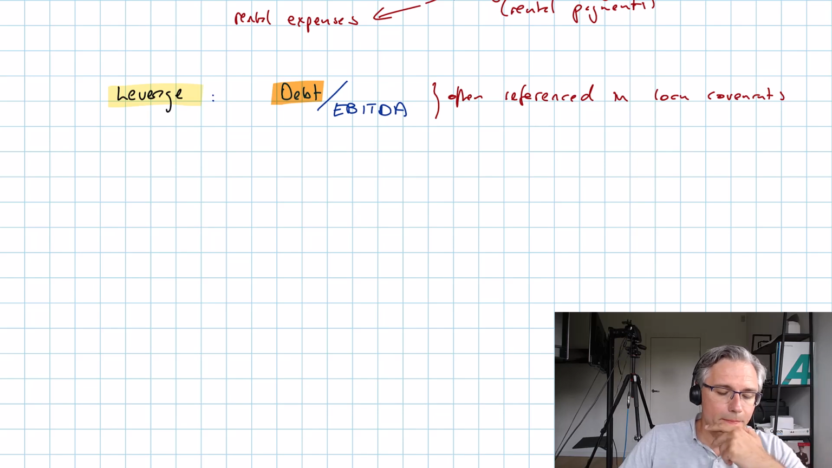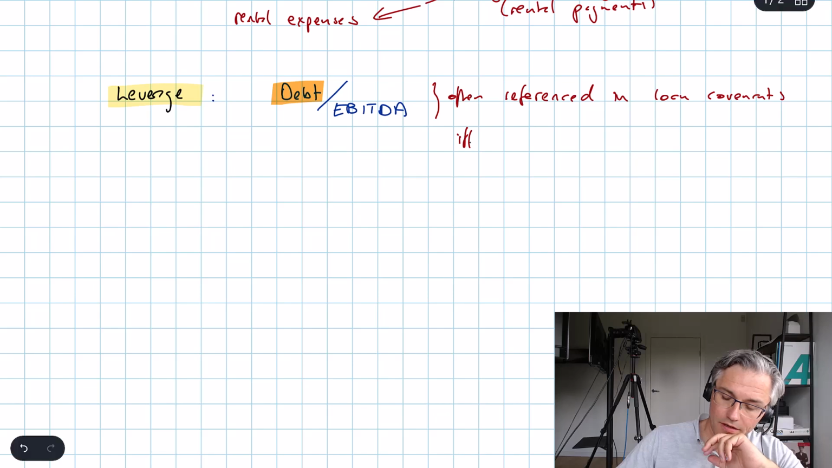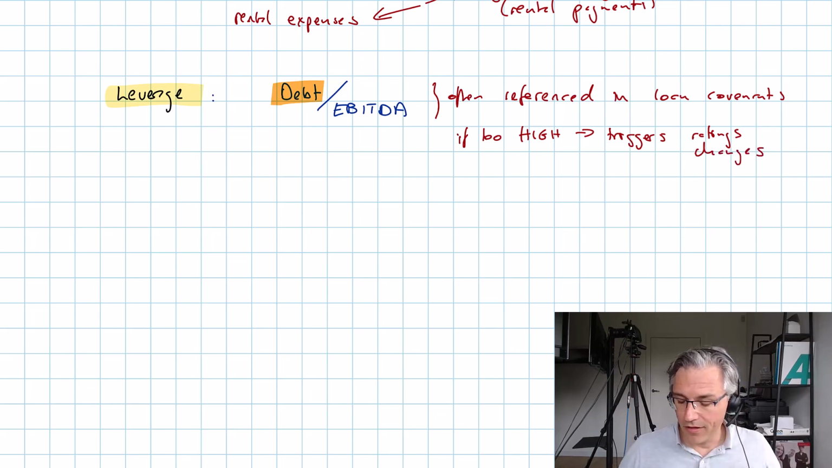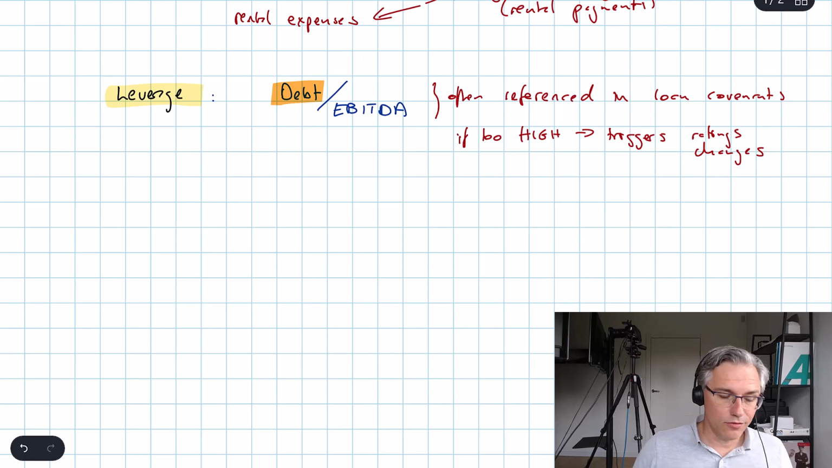Okay, and if you breach the level of debt to EBITDA, if this becomes too high, it typically triggers certain actions from the loan provider, from the bank, but also triggers ratings changes potentially, because ratings agencies also look at the relationship of debt to EBITDA.